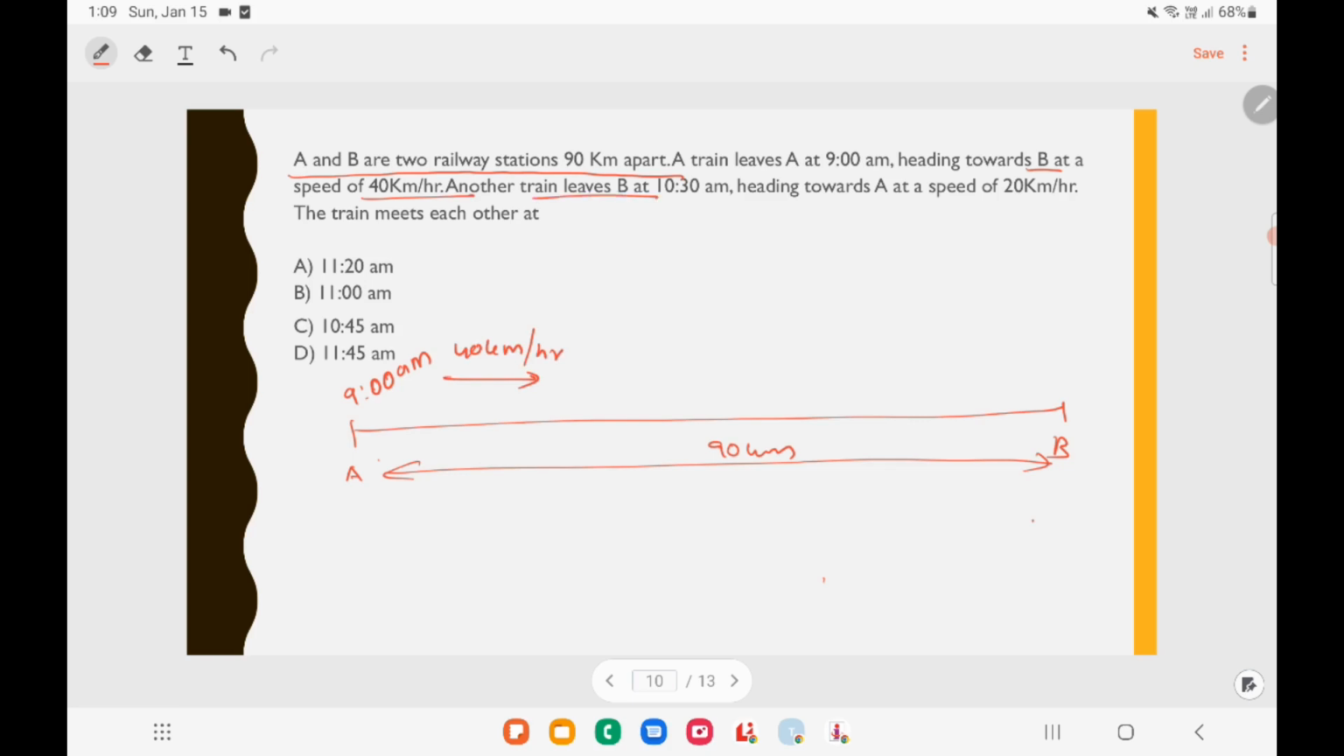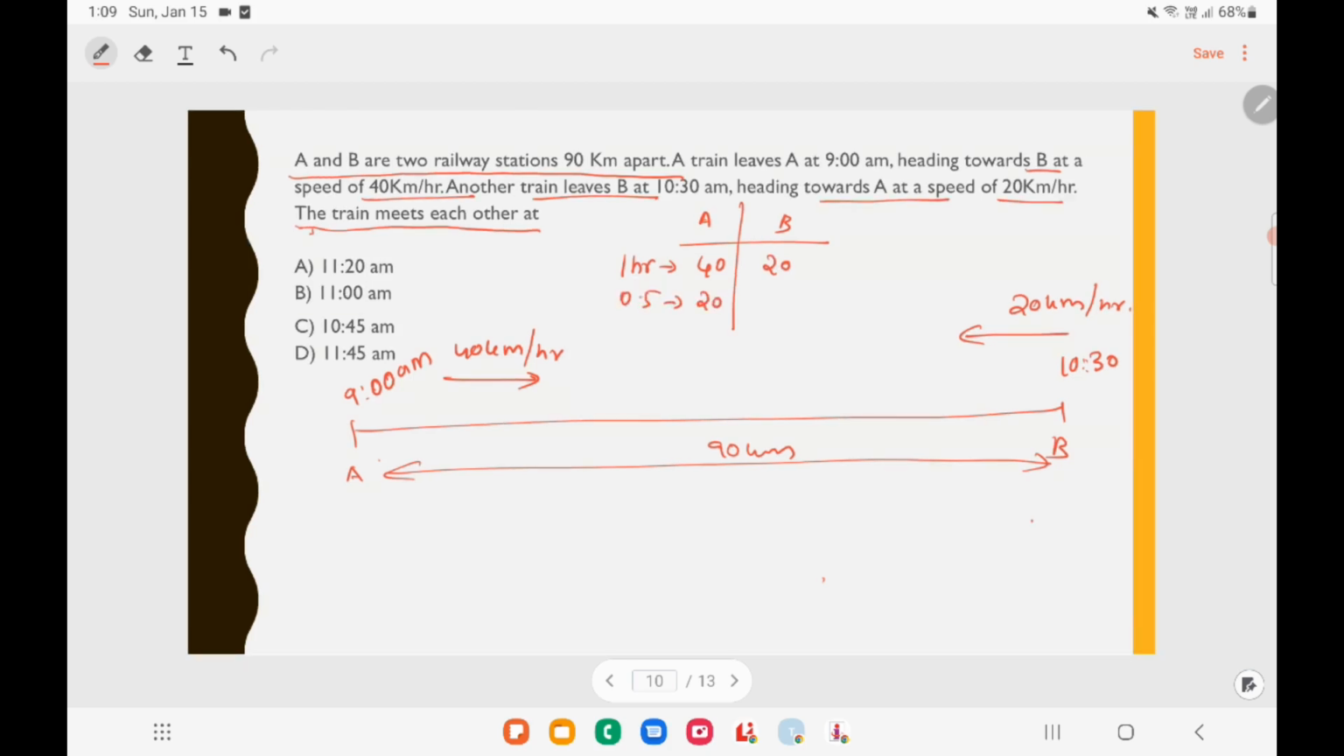A train leaves B at 10:30 and heads towards A at a speed of 20 km per hour. Find where the trains meet each other. So we need to find the time when both trains meet each other, right? So there is the train from A and the train from B. In 1 hour, the train from A travels 40 kilometers because its speed is 40 km per hour, and the train from B travels 20 km. In half an hour, train A travels half of it, that is 20 km, and train B travels 10 km.